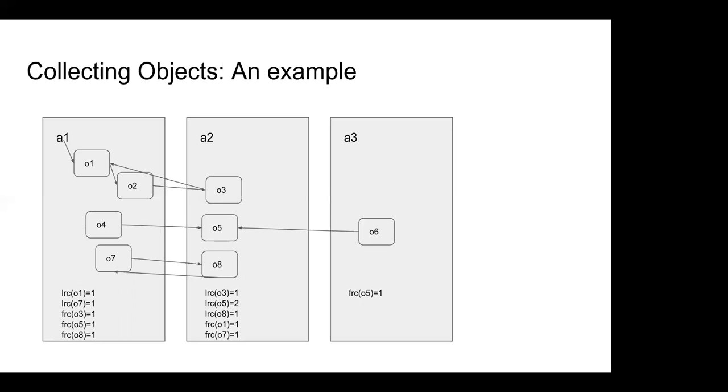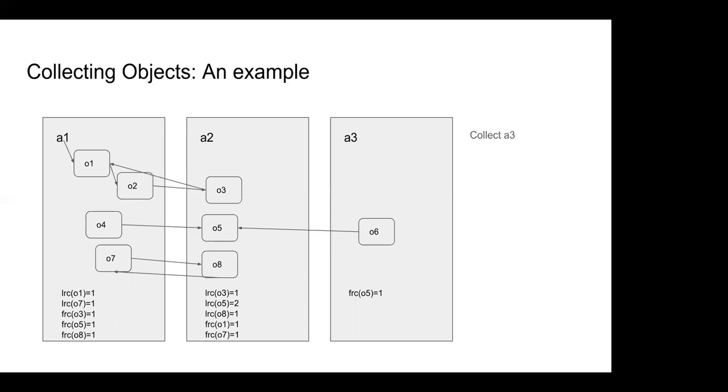So keep in mind a few things here. One is that actors A2 and A3 own objects, but they don't have any references to those objects. And also notice that 01, 02, and 03 form a cycle, and that cycle crosses boundaries from A1 to A2 and back again. So let's go through the example.